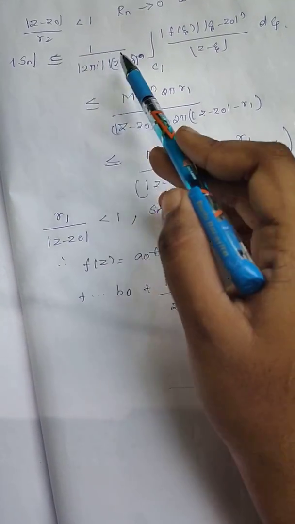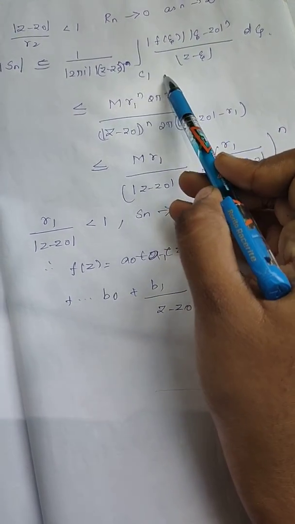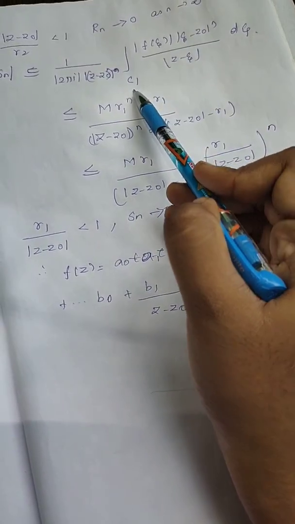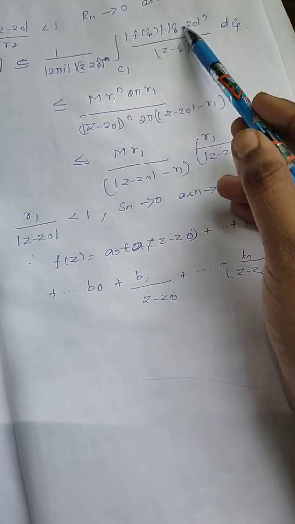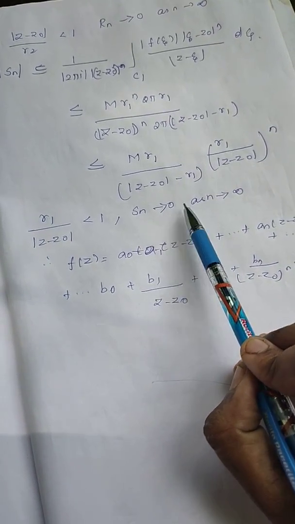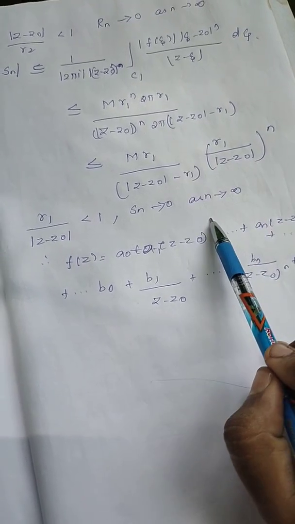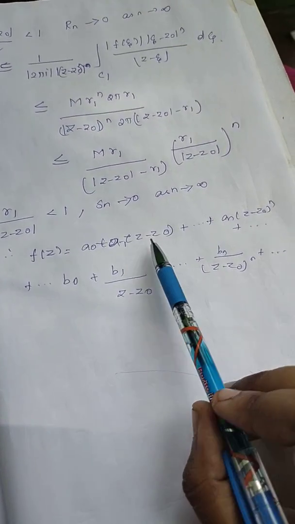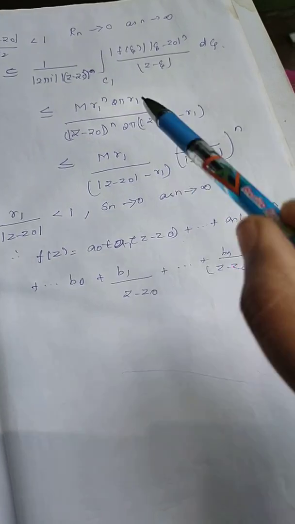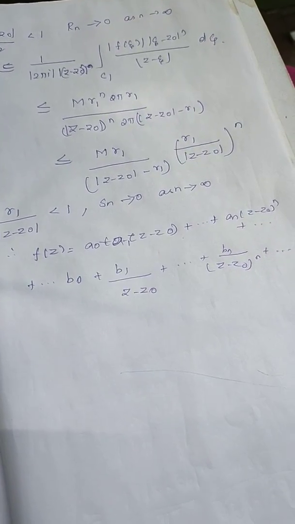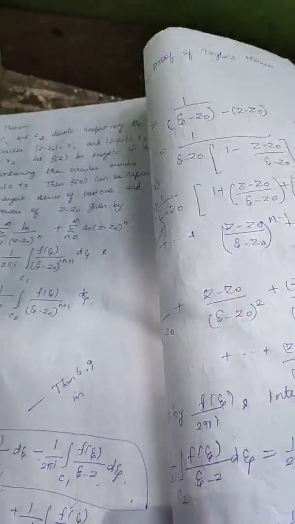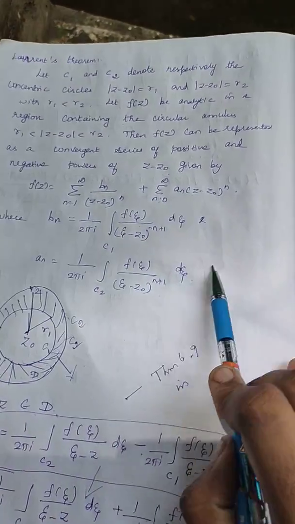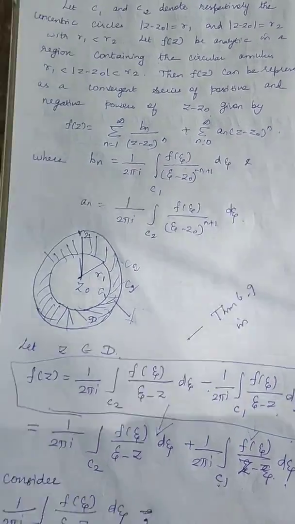We consider mod Sn, but you have to remember the circle, whether the integration over the curve has been taken over C1 or C2, because the value will change depending upon the circle that you have taken. So by the same procedure I have proved Sn also tends to 0 as n tends to infinity. So which means my function can be written as a power series of z minus z naught in positive and negative powers, where my Rn and Sn tend to 0 as n tends to infinity, which means my f of z can be expressed as a convergent series of positive and negative powers of z minus z naught given by this expression. So we proved it actually.